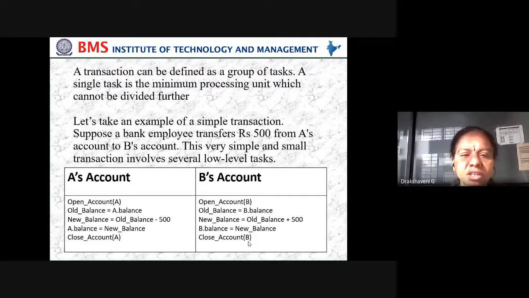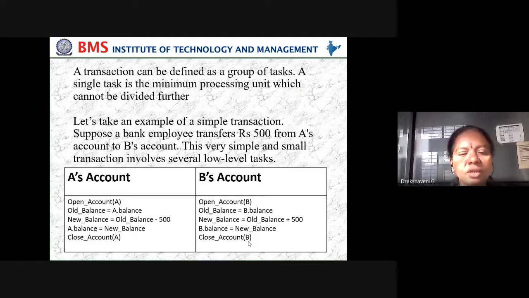So we can further divide. Let us take a small example and move on. Let's take an example of a simple transaction. Suppose a bank employee transfers rupees 500 from account A to account B. This very simple and small transaction involves several low-level tasks. So now let us see what the task is. We are just transferring 500 rupees from account A to account B.